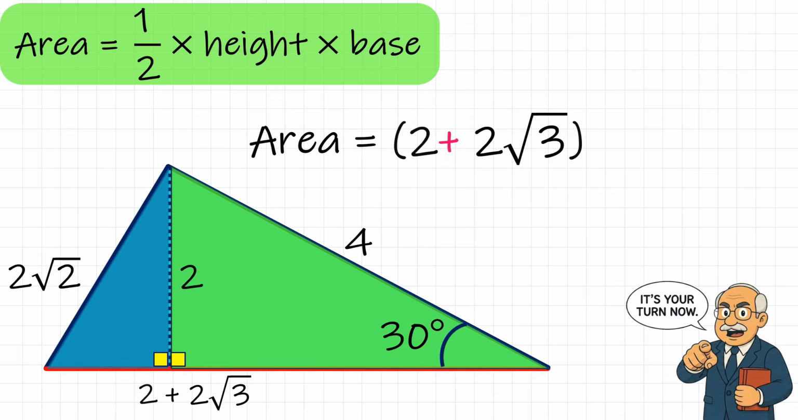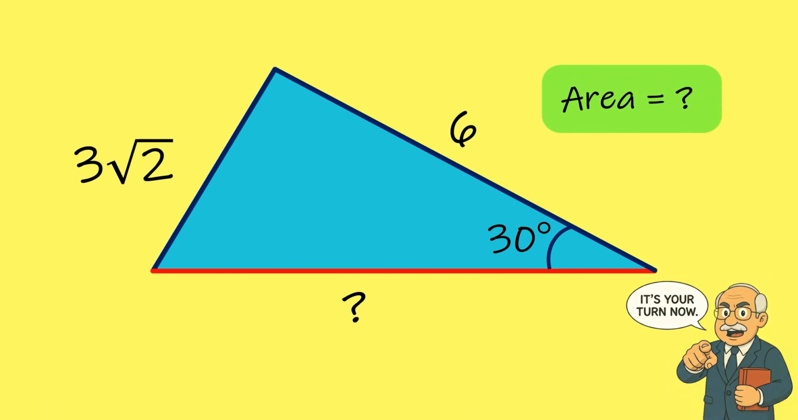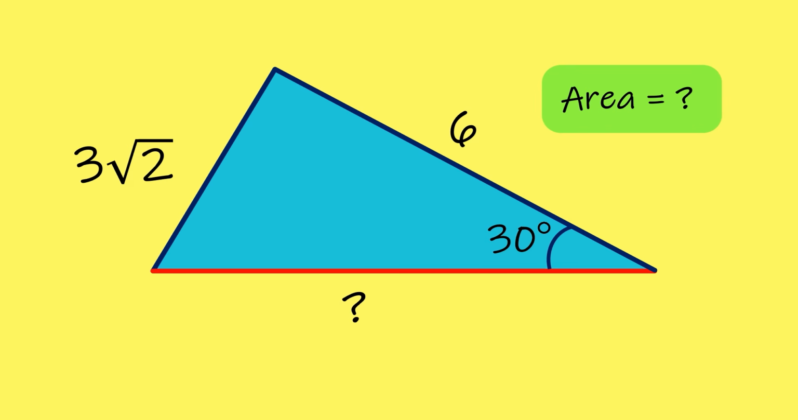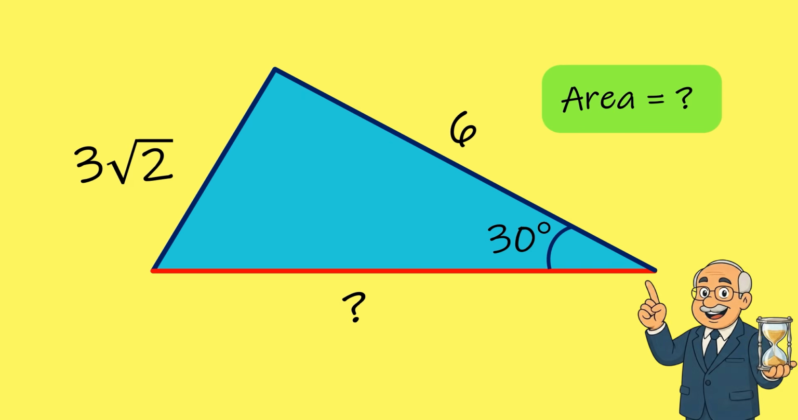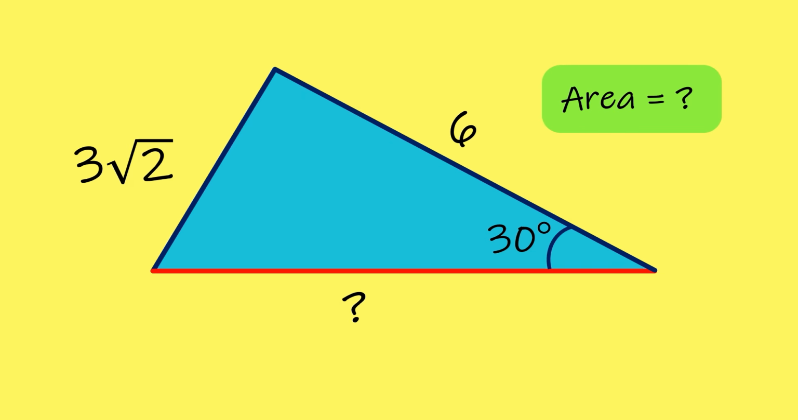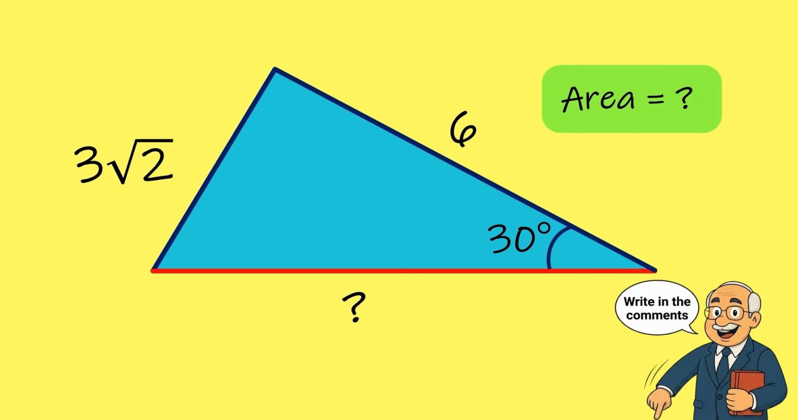Now, it is your turn to practice. Imagine the exact same setup, but our right side is now 6, and our left side is 3 times the square root of 2. Can you find the final area? Take your time, test out the steps we just learned, and leave your final answer down in the comments.